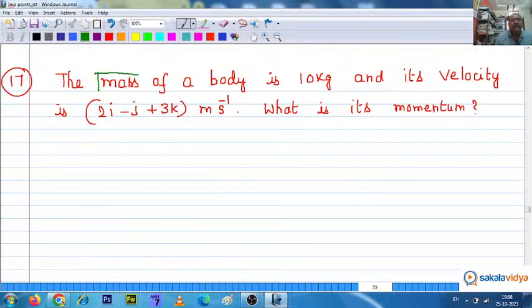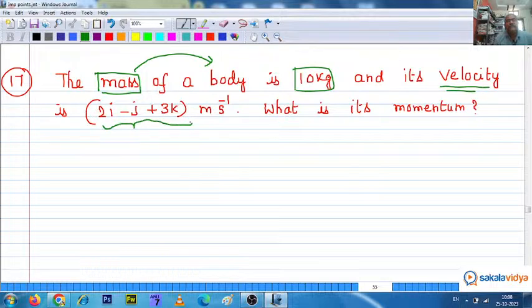What is given actually? The mass of the body is 10 kg and its velocity is 2i minus j plus 3k. Then what is its momentum? Momentum means linear momentum we need to evaluate. Let us proceed to the solution.